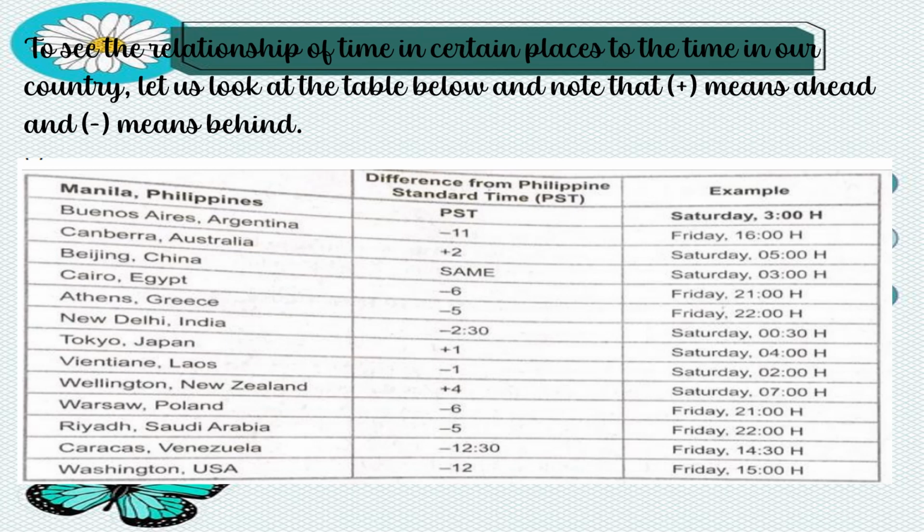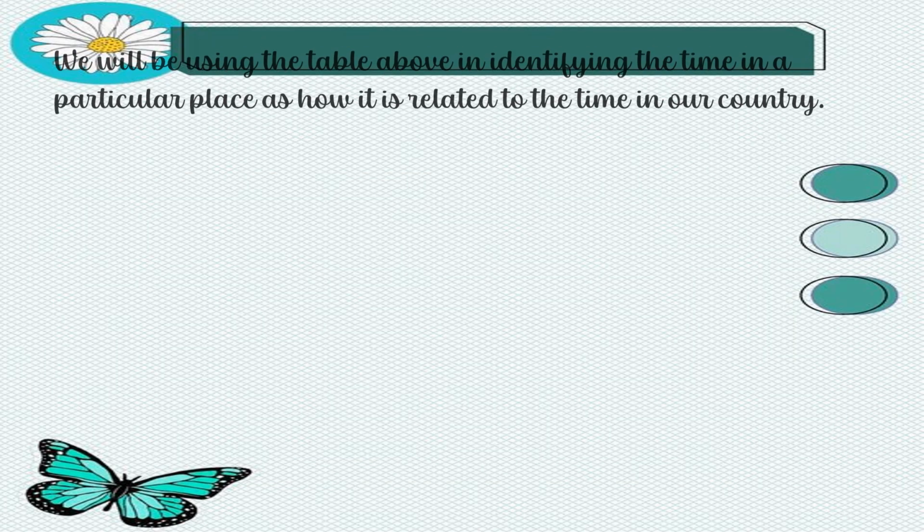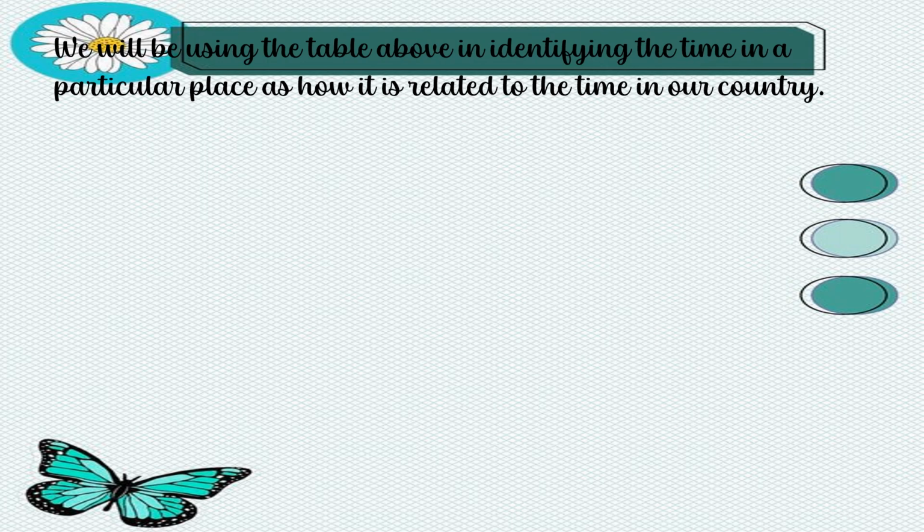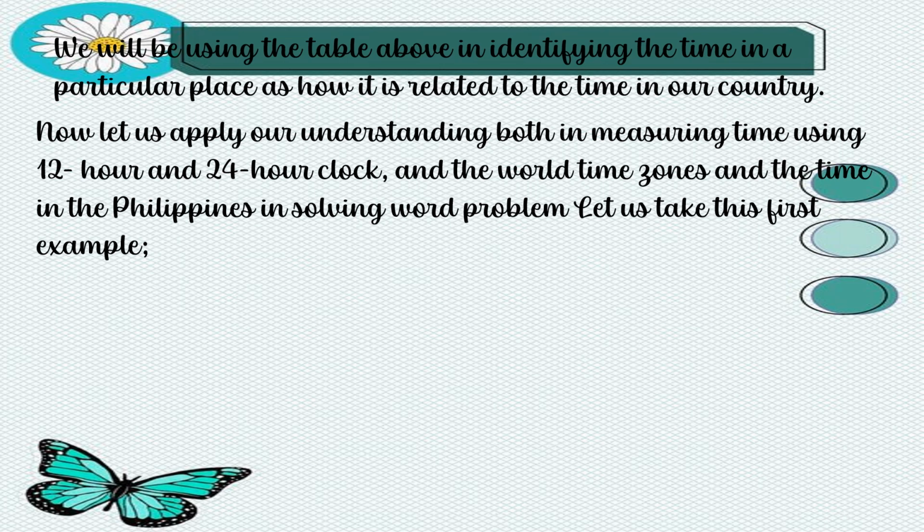So that is the difference from the Philippine Standard Time. So we will be using the table above in identifying the time in a particular place as how it is related to the time in our country. So now let us apply our understanding both in measuring the time using 12-hour and 24-hour clock and the world time zones and the time in the Philippines in solving word problems.